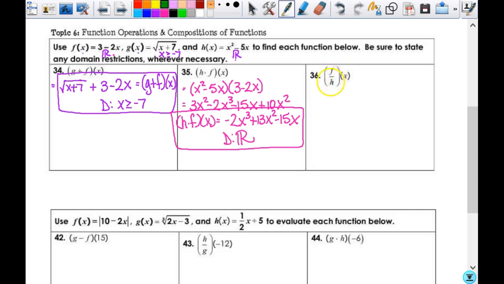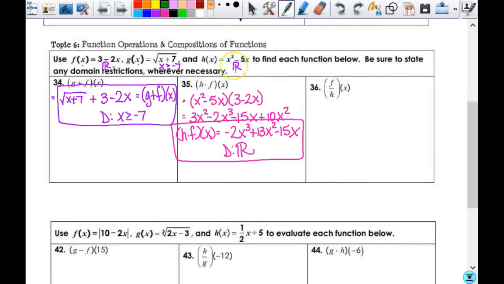Okay, for the quotient, h, or whatever's in the denominator, cannot equal 0. So here I've got x squared minus 5x cannot equal 0. So I've got to figure out what the x's have to be. I can factor out an x. That leaves me with x minus 5, which cannot equal 0. So that means x cannot equal 0, which is important. And x minus 5 cannot equal 0, which means x cannot equal 5.